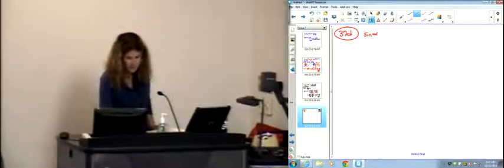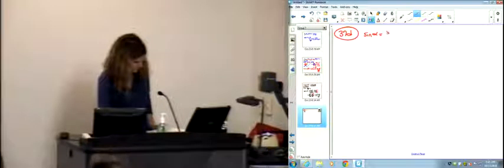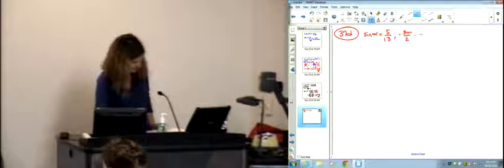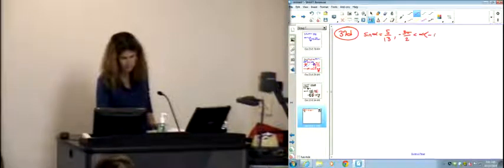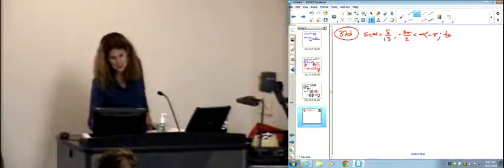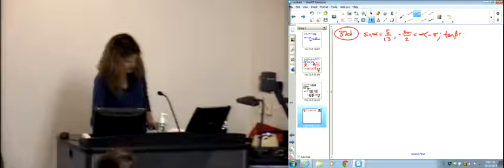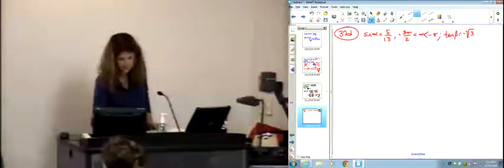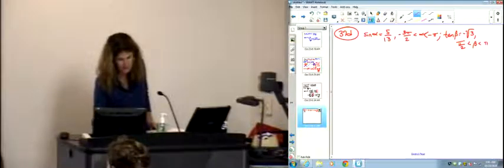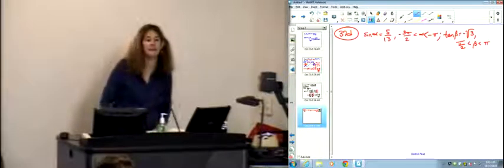All right, so 37, we had sine of alpha is 5/13. We have -3/2 pi is less than alpha is less than -pi. I keep writing the wrong thing down. All right, and tangent beta equals -square root of 3. Pi halves is less than beta is less than pi. Okay.